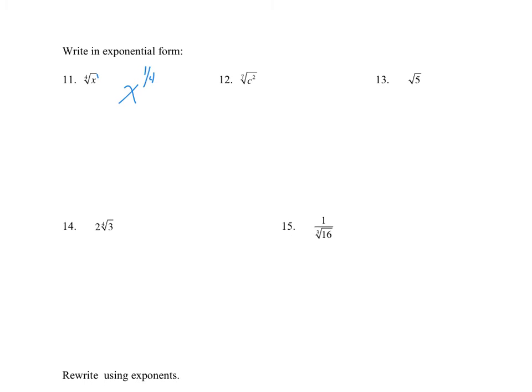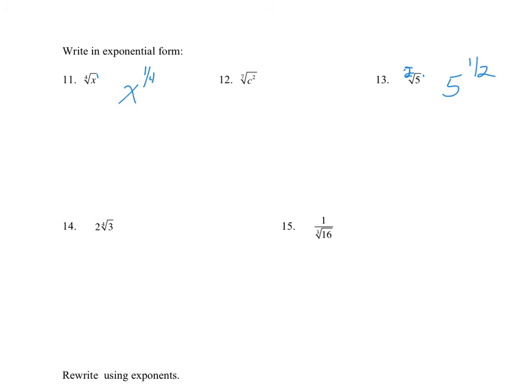Okay, let's take a look at number 13. Oh, there is no root. Well, we know the exponent's 1, and when there isn't a root, it's a 2 because it's a square root. So this is going to be 5 to the 1/2 power.